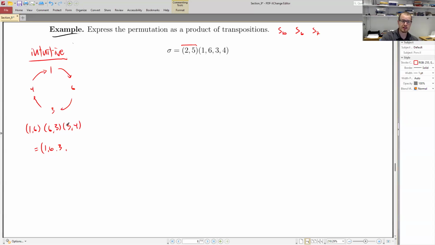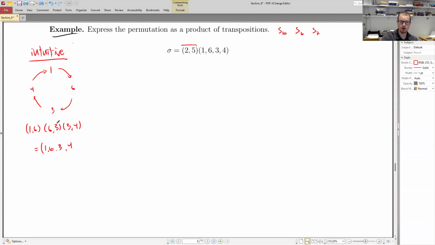What does this do to 3? This sends 3 to 4. What does this do to 4? Nothing. What does this do to 4? Nothing. So we're at 4. All right, now where does 4 go to? Well, this does something to 4. 4 goes to 3. So, excellent, we move on.